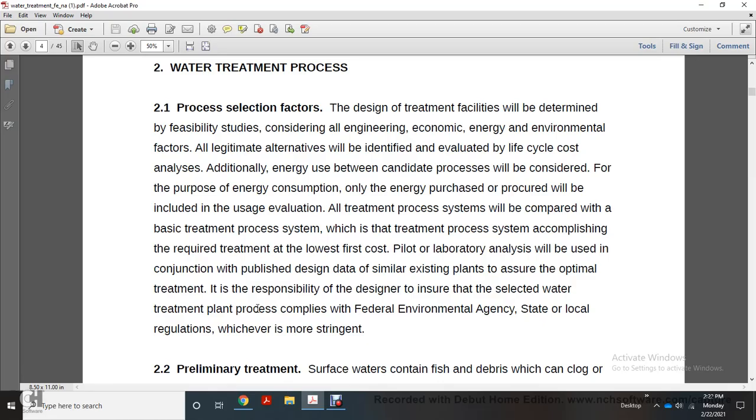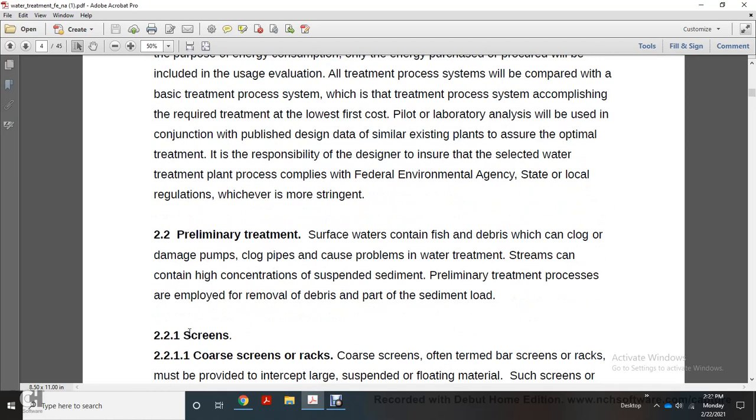All treatment process systems will be compared with a basic treatment process system, which is a treatment process system accomplishing the required treatment at the lowest first cost. Pilot or laboratory analysis will be used in conjunction with published design data for similar existing plants to ensure optimal treatment. It is the responsibility of the designer to ensure the selected water treatment plant process complies with federal environmental agency, state, or local regulations, whichever is more stringent.